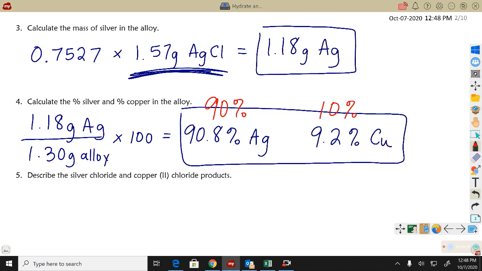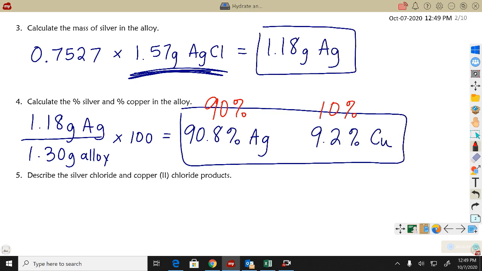Okay, so that's kind of it for the heavy math, the heavy calculations. So a little bit of stoichiometry in the first question, but then some of this was just percent composition. Number 5, describe the silver chloride and the copper 2 chloride products. So when you submit your lab report, if it's easier to have written the calculations on paper, you can just submit a photo. You can just put the photo in the lab document of your calculations. But for some of these, if you want to just type your answer in the space provided, that's okay too. Or you can just write everything on paper and then just upload a photo of all your work.